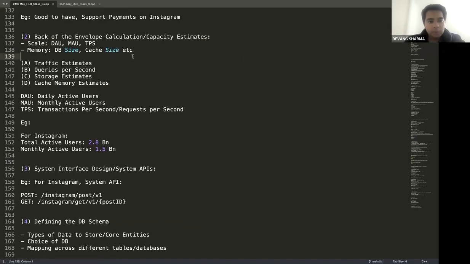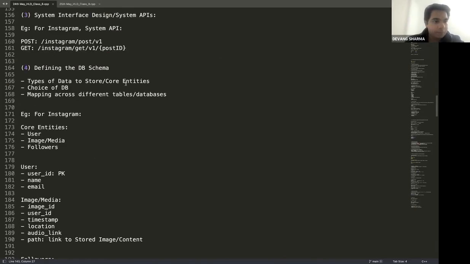Once we're clear with the requirements, we go to capacity estimation, or back-of-the-envelope estimates. We estimate traffic, queries per second, storage, and caching memory. We talked about daily active users, monthly active users, and transactions per second, and then we try to make a good judgment about how much data I'll be dealing with over the course of 5 or 10 years for that system.